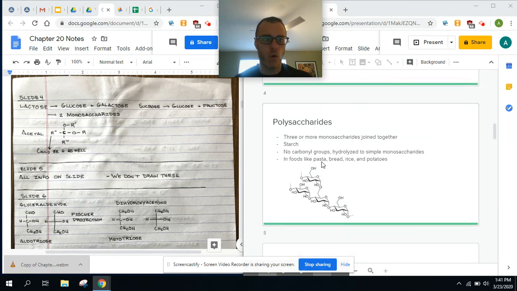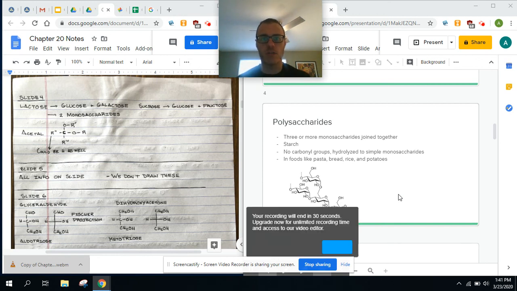If we move on down to number 4, these are polysaccharides. We're not going to draw these. I'm not going to get too into this, but these are 3 or more monosaccharides joined. These are like starches. There's no carbonyl groups. What you can do with these is hydrolyze them, adding water, in order to make simple monosaccharides. And so when you start talking about starches and foods like pasta, bread, rice, and potatoes that are very starchy, when you eat those, that starch that you eat will get hydrolyzed into monosaccharides, and that's what your body uses.